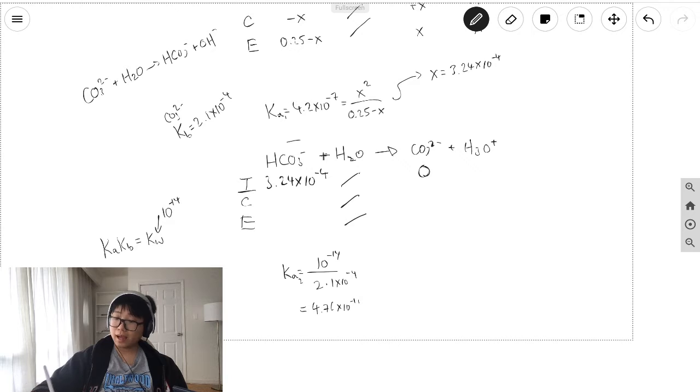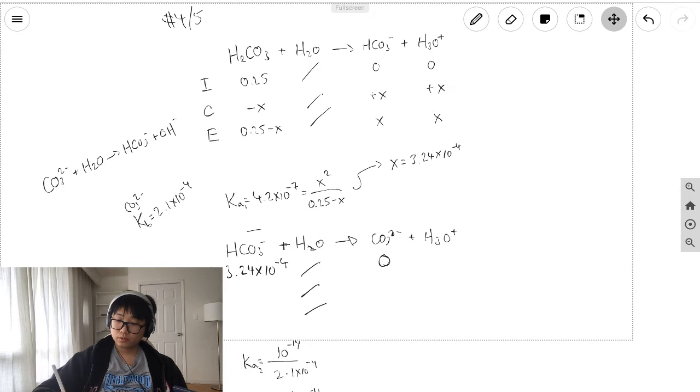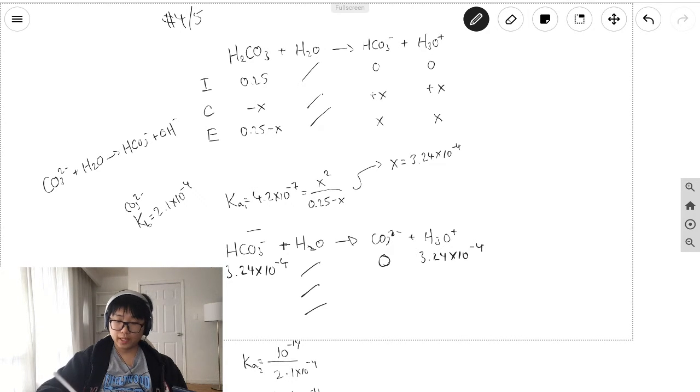Yeah, well, that's how much was made previously. So the ending concentration of that first deprotonation event is going to be your initial amount, which is also 3.24 times 10 to the negative 4, because the x you calculated basically applies to both the HCO3 minus and H3O plus. Do you understand that part? Okay.